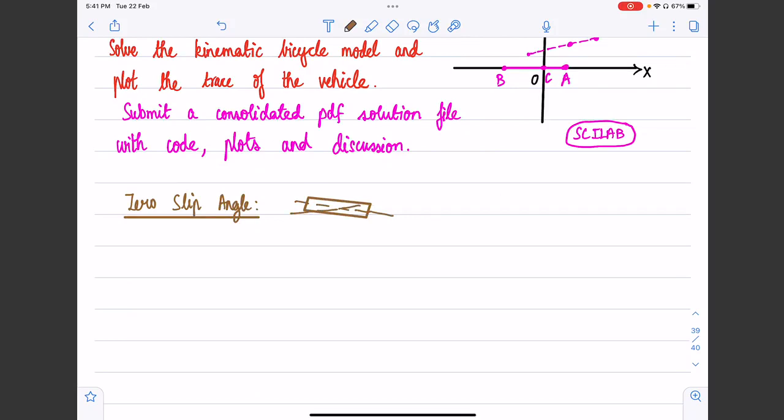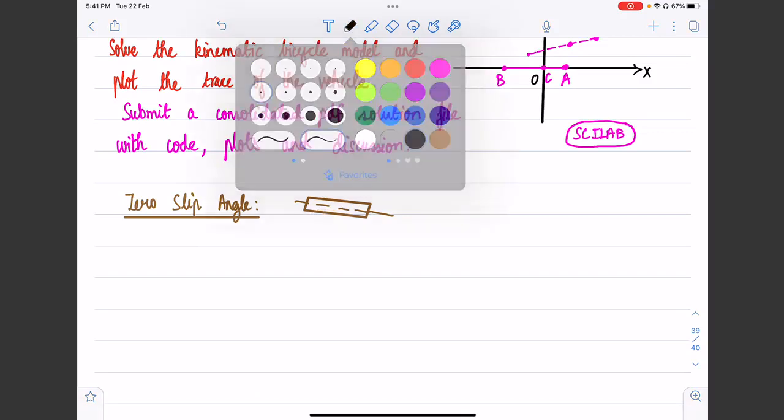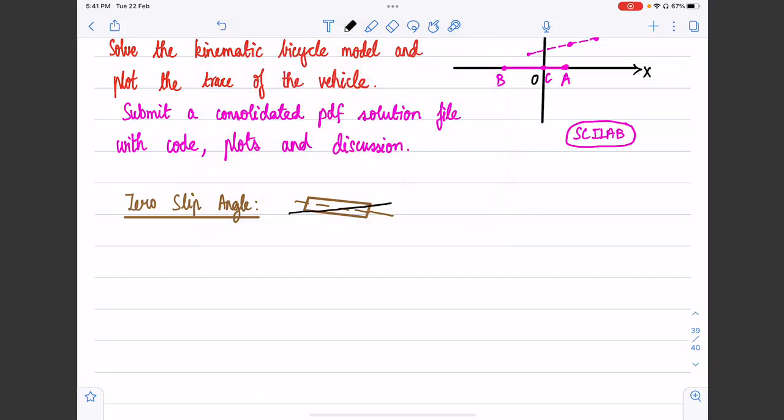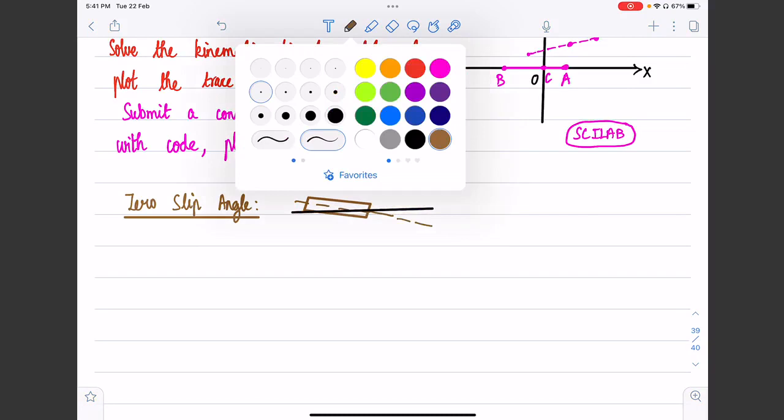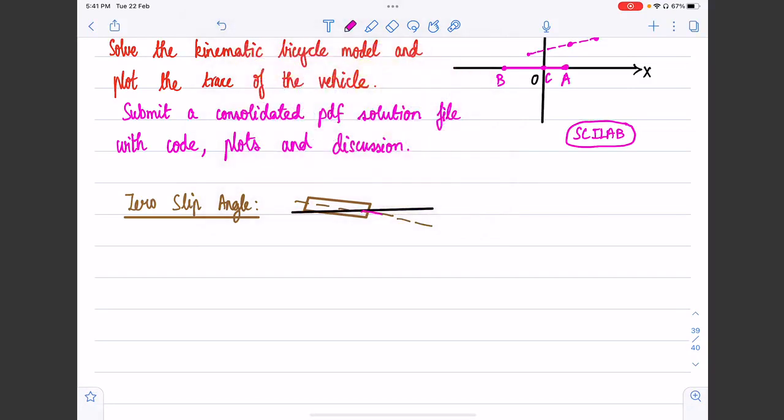Sorry about that, one minute. Let me draw in a different color so that it's clear to us. So let's say this was the original direction, and then we take a turn. What's going to happen is that when we don't have any slip angle, the velocity vector is going to be oriented along the direction of the central wheel plane of the tire. So this is going to be the case of zero slip angle.